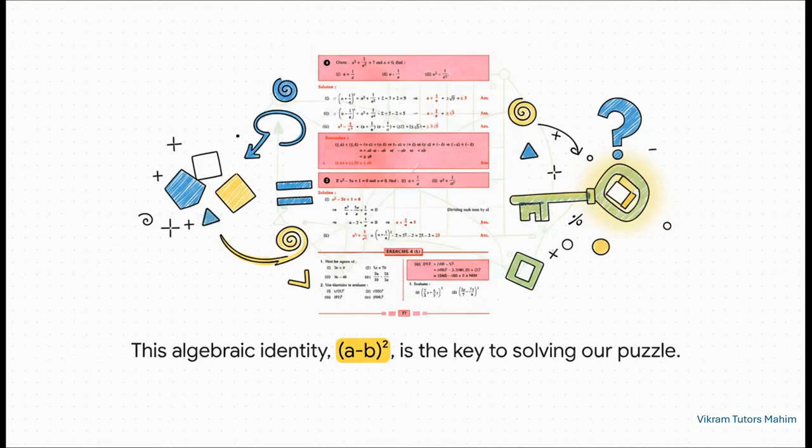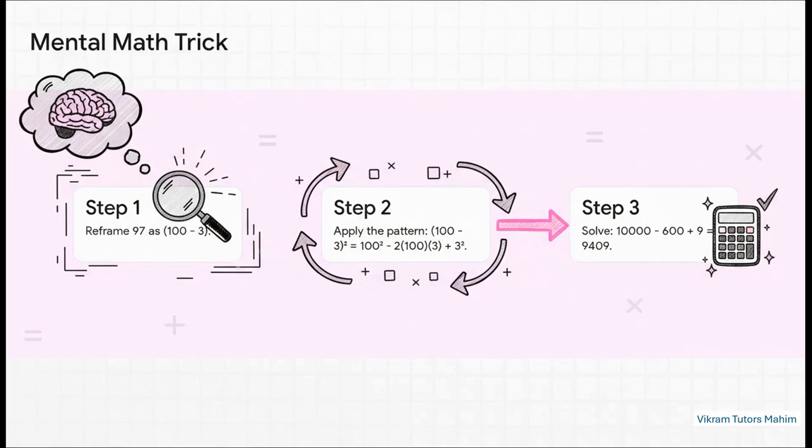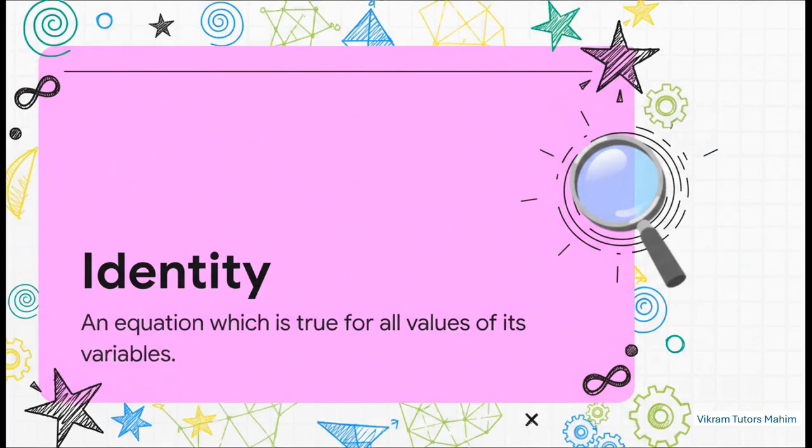And this little formula right here, this is our secret weapon. It's an algebraic identity. See, we just reframe 97, apply the pattern, and suddenly the math is super simple. These patterns are called identities. Why? Because they are true for any number you use.